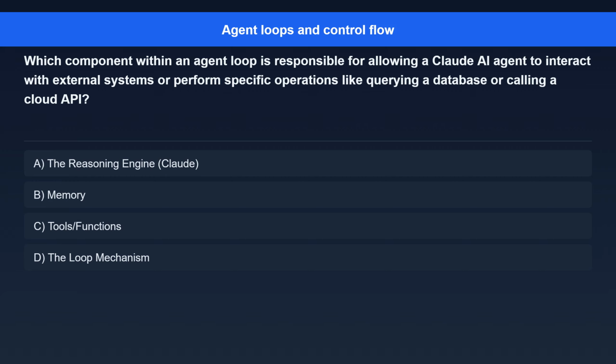Question 5. Which component within an agent loop is responsible for allowing a Claude AI agent to interact with external systems or perform specific operations like querying a database or calling a Claude API? Option A. The reasoning engine, Claude. Option B. Memory. Option C. Tools/functions. Option D. The loop mechanism.